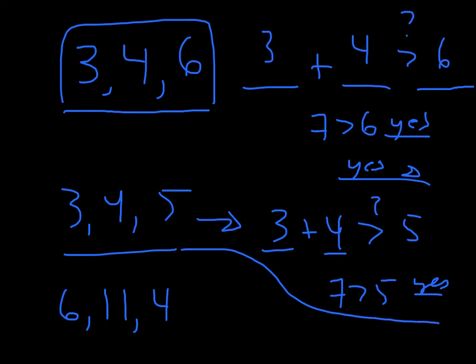This one, be careful. 6, 11, and 4 is not in order from small to big, so you can get a false positive, so to speak. If you did 6 plus 11 is 17, bigger than 4, you'd say yes, but that would be incorrect, because if you reorder your numbers from small to large, you get 4, 6, and 11, and if we apply the same rule, the sum of those two small ones, in this case 10, is that bigger than 11? The answer is no. That means no triangle is possible.